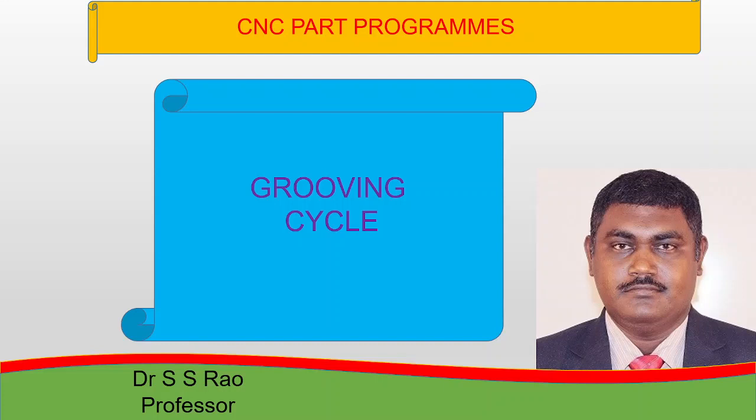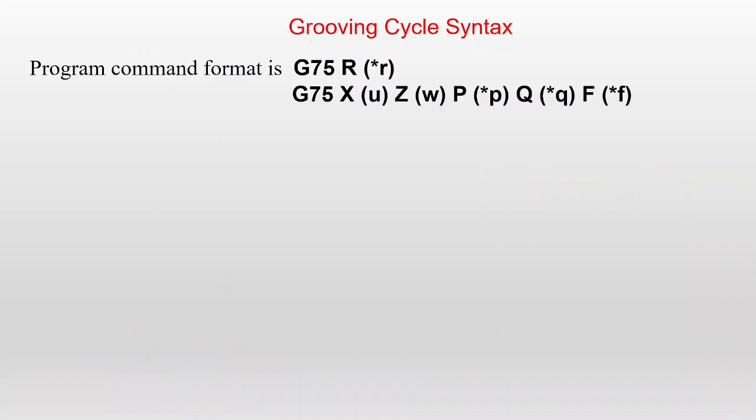In this video, I'm going to explain the grooving cycle, how to write a part program for the grooving cycle. First, we'll see the syntax of the grooving cycle. The program command used for the grooving cycle is G75. G75 R, and the second line is G75 X, Z, P, Q and F.